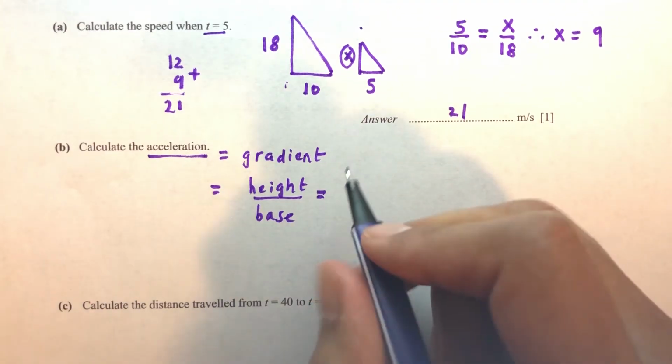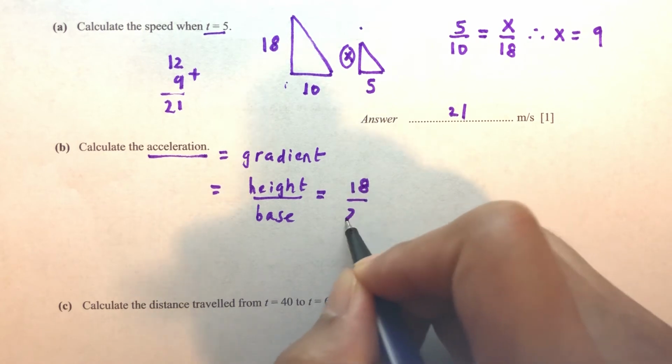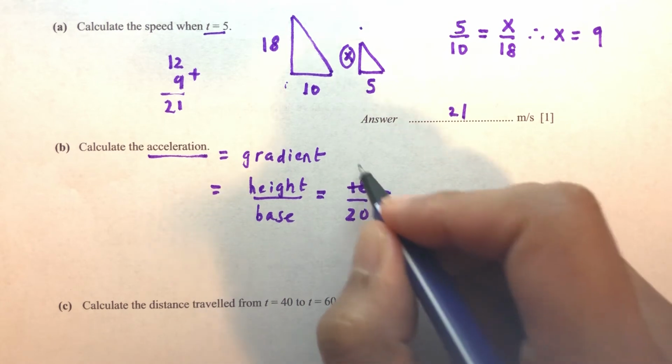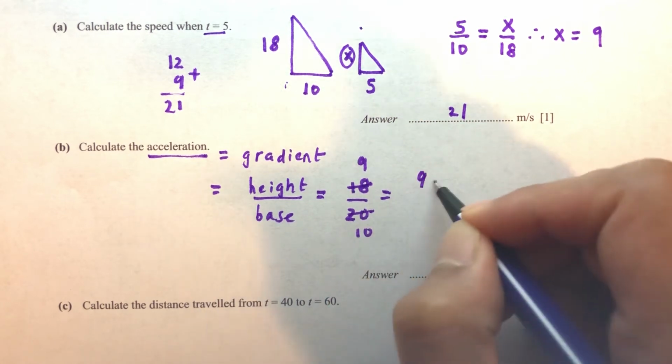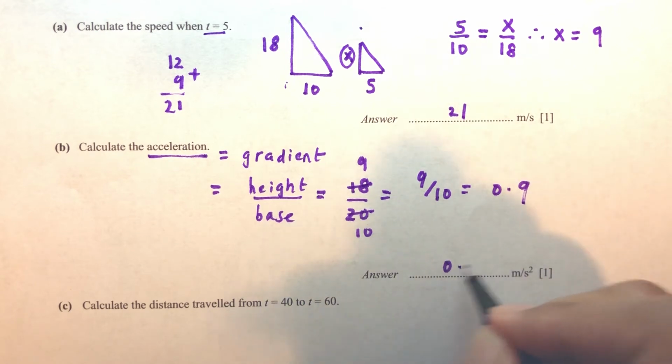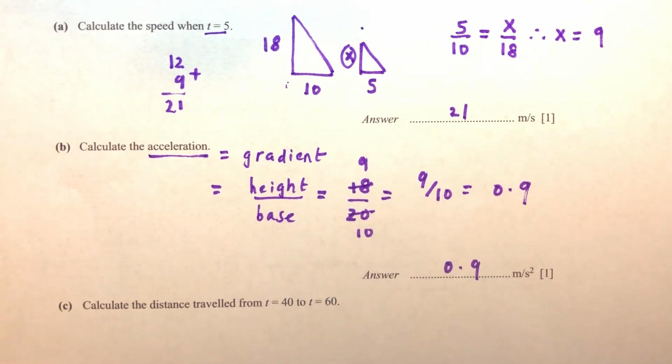So it will be 18 divided by 20. So the acceleration will be, so divided by 2 will be 9 over 10, 0.9. So acceleration will be 0.9 m per second square.